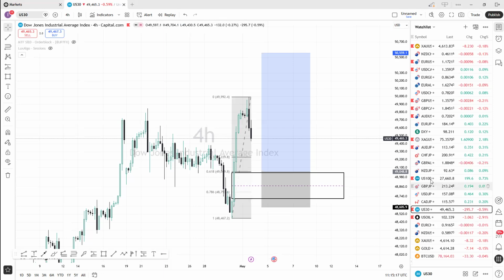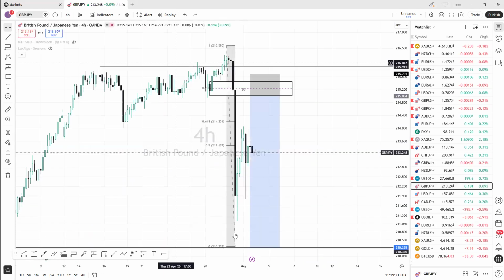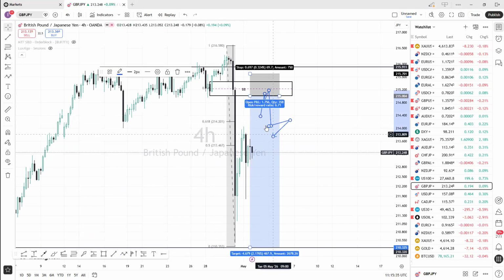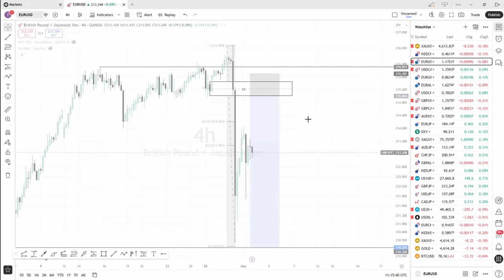Okay, DJ. Price created this market structure. It is a liquidity void, and it leaves a breaker block above here. So wait for mitigation of that breaker block, wait for confirmation, and then enter a short position. It is very clear.